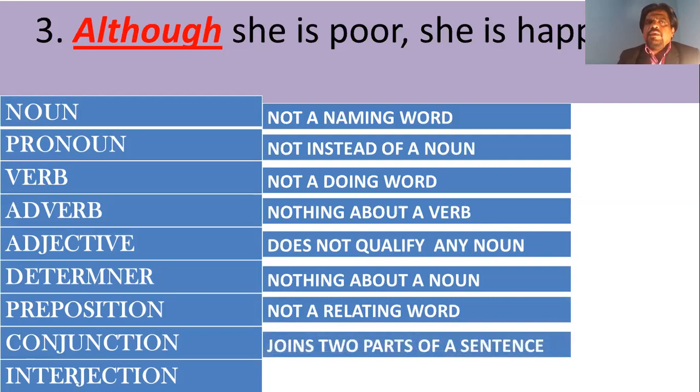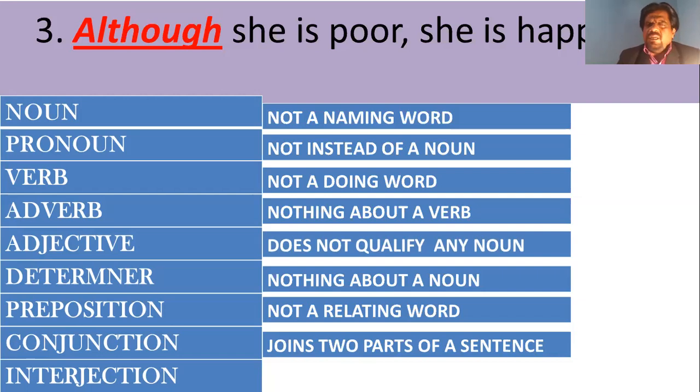Is it a conjunction? Yes, it's a conjunction because the sentence has two parts: she is poor and she is happy. Otherwise we could write: She is poor, one sentence. She is happy, another sentence. These two sentences are brought together as one using a single word, although. Therefore we could say that it is a joining word, so it could be a conjunction.